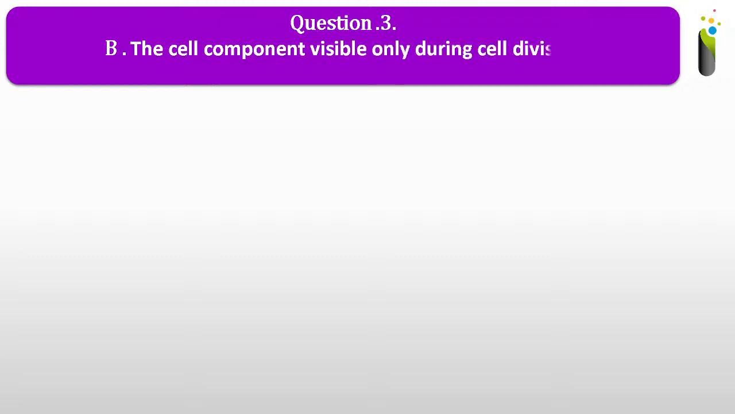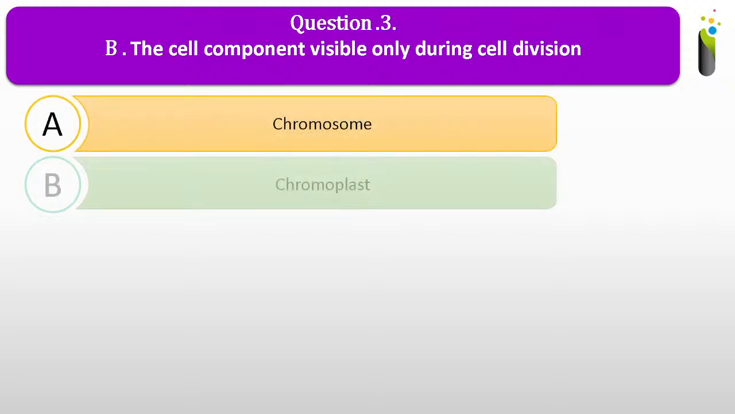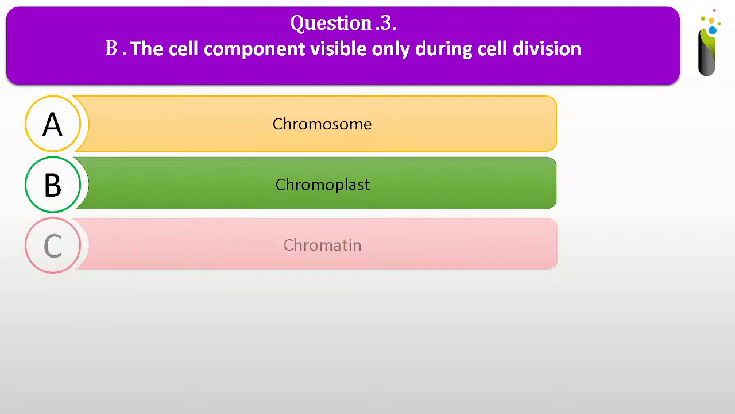Going ahead, question number 3, sub-question B. The cell component visible only during cell division is dash. A. Chromosome. B. Chromoplast. C. Chromatin. D. Centriole.